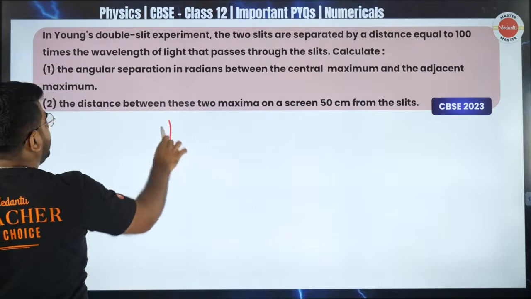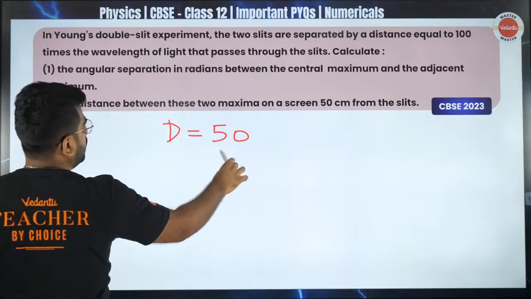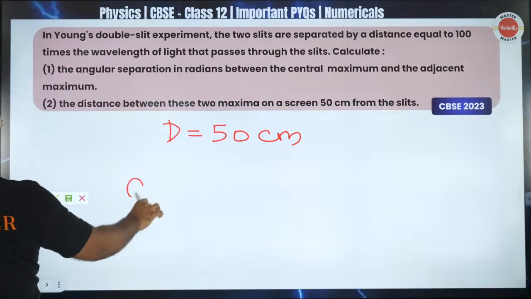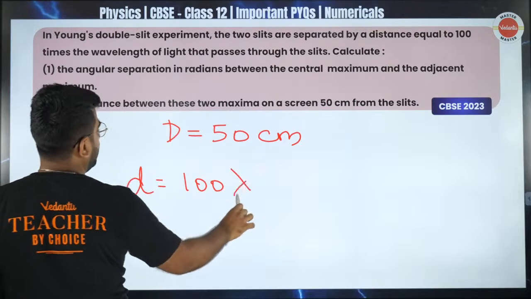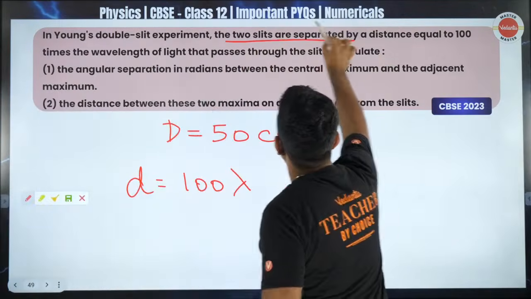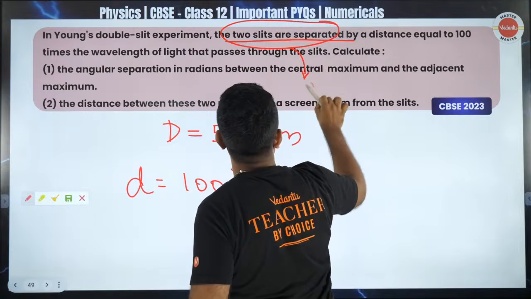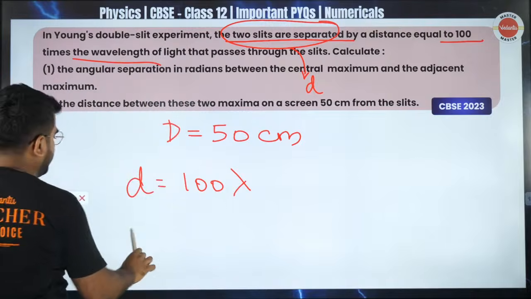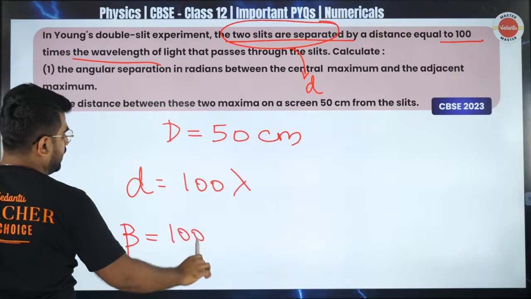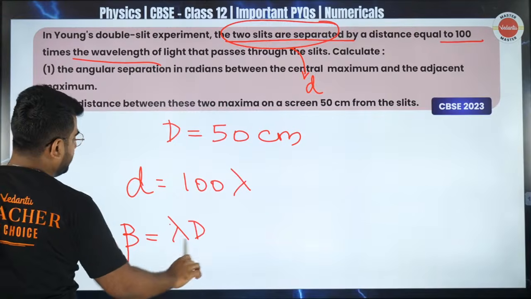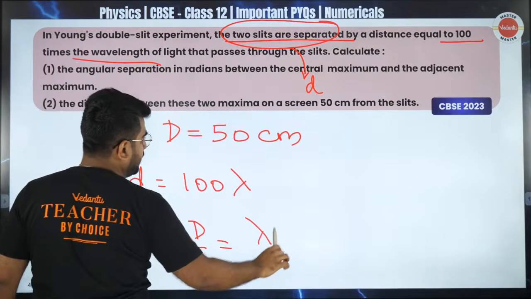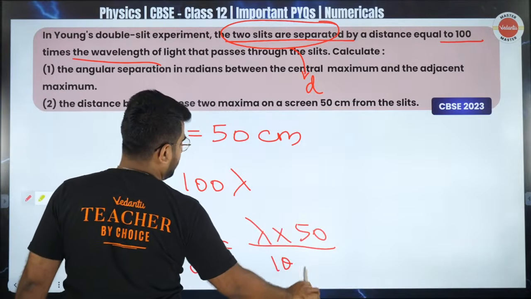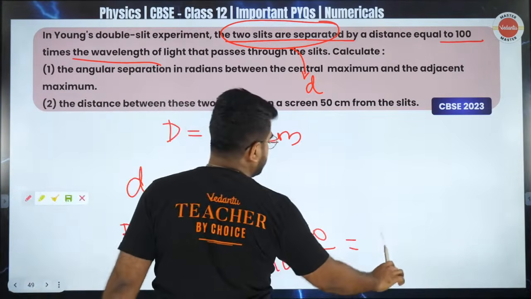So the screen is 50 centimeter from the slit. So screen is 50 centimeter means D is 50 and small d is 100 lambda, because the slit separation small d is 100 wavelengths. So 100 lambda is small d. So fringe width is lambda D by d, so lambda into capital D by small d. Small d is 100 lambda. So the fringe width is half a centimeter.